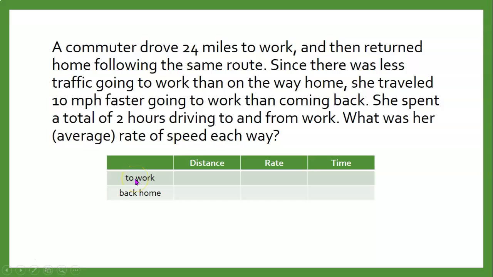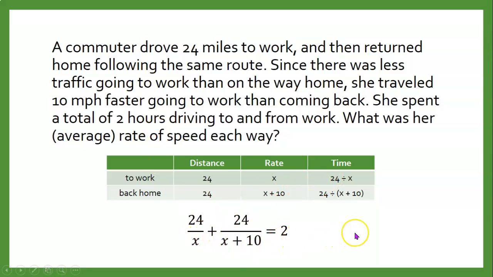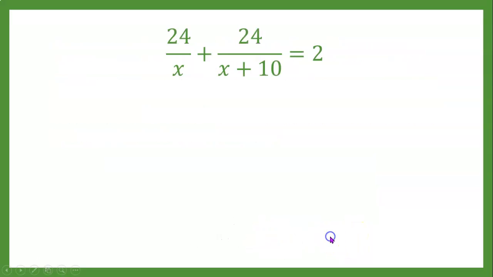So here we got 2 trips, going to work and then coming back home. We do know the distance for each one. That's 24 miles. The rate of speed is what we're trying to find. It's x, and then 10 miles per hour faster than that would be x plus 10. And then we can figure out something to put in the third column by using the first two. Time is distance divided by rate of speed. So 24 divided by x and 24 divided by x plus 10. Then that's a total of 2 hours. So adding those two times together, they should equal 2. That's the equation we have to solve.